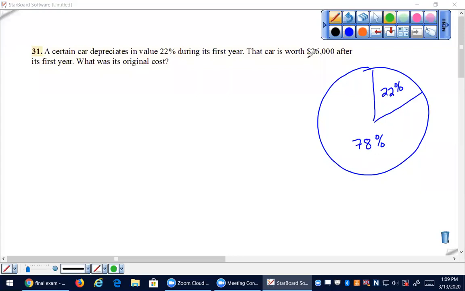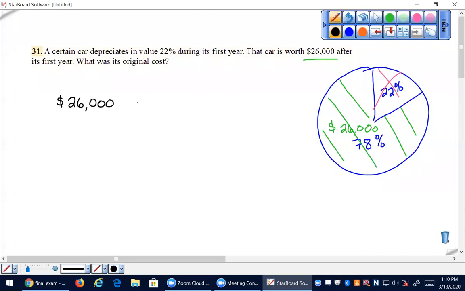Now I have this number, the 26,000. Which pie slice is that number going with? The small pie slice or the big pie slice? The big one, right? This amount is 26,000. I don't know what number goes with this pie slice. So I can't use a 0.22 in my math because I don't know what other number goes with that red pie slice. That is a red herring. I'm now done with it. So you just give it a one. So my question is 26,000 is 78% of what?